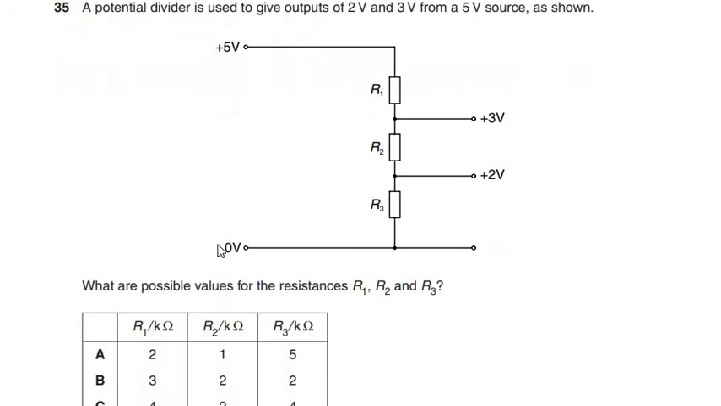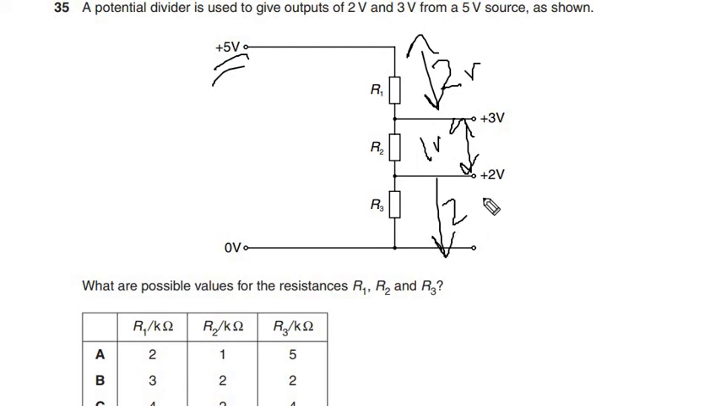Okay. This is a question where students actually do face a lot of problems. Again, let's look at this really quickly. A potential divider is used to give outputs of 2, 3, and 4.5 volts as shown. So if you have an EMF of 5 volts here, and this has an output of 3 volts, the drop across this is how much? 5 minus 3, right? So you have a drop of 2 volts here. 3 and 2, so what's the drop between these two? It's going to be 1 volt. And from 2 to 0, what's the drop here? It's going to be again 2 volts.